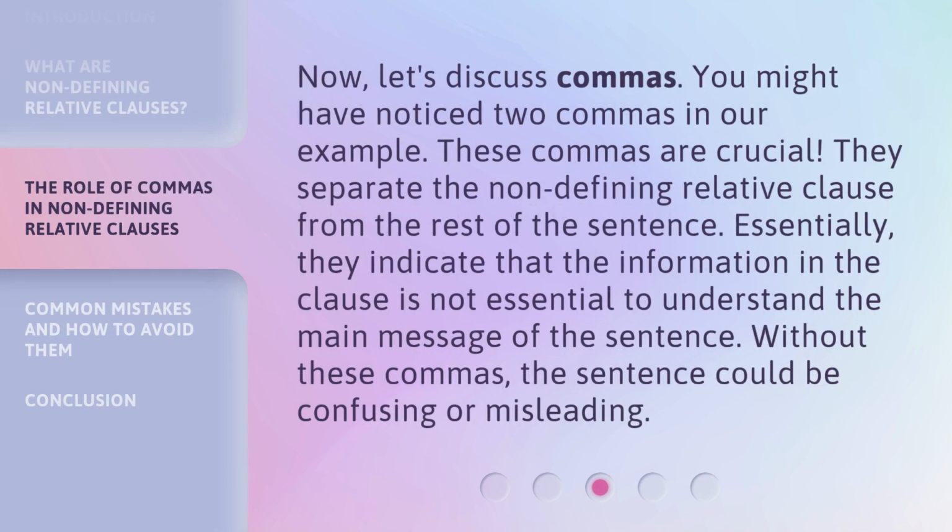Now, let's discuss commas. You might have noticed 2 commas in our example. These commas are crucial. They separate the non-defining relative clause from the rest of the sentence. Essentially, they indicate that the information in the clause is not essential to understand the main message of the sentence. Without these commas, the sentence could be confusing or misleading.